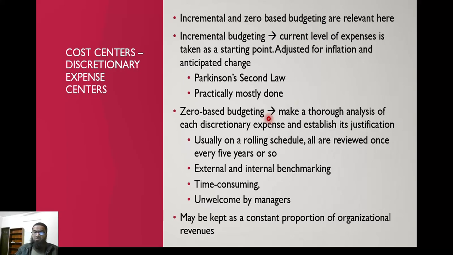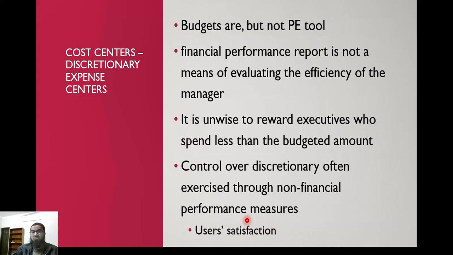And if the company is not in that phase, then usually it's a constant proportion of the organization's revenues. So this is again Parkinson's law: if the revenues are 2 million, the accounts department will get a budget of, for example, 0.2 million. If the organization's revenues are 3 million, they have risen by 50%, so we will give some rise, say 40%, 50%, to the budget of these discretionary expense departments, cost centers.